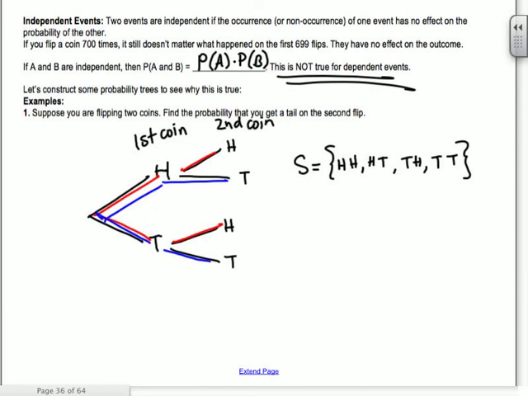If I asked you the probability of getting a tail on the second flip, there are 2 ways to get a tail on the second flip out of 4. So that's 1/2. It's 1/2 because it didn't matter what happened on that first flip; it's either going to be heads or tails on the second flip. So they were independent.